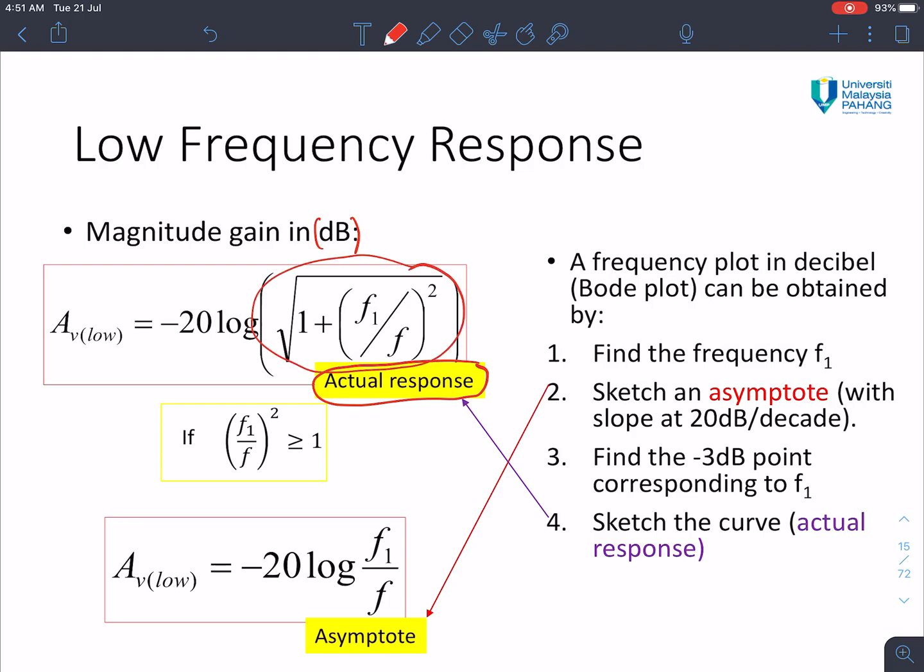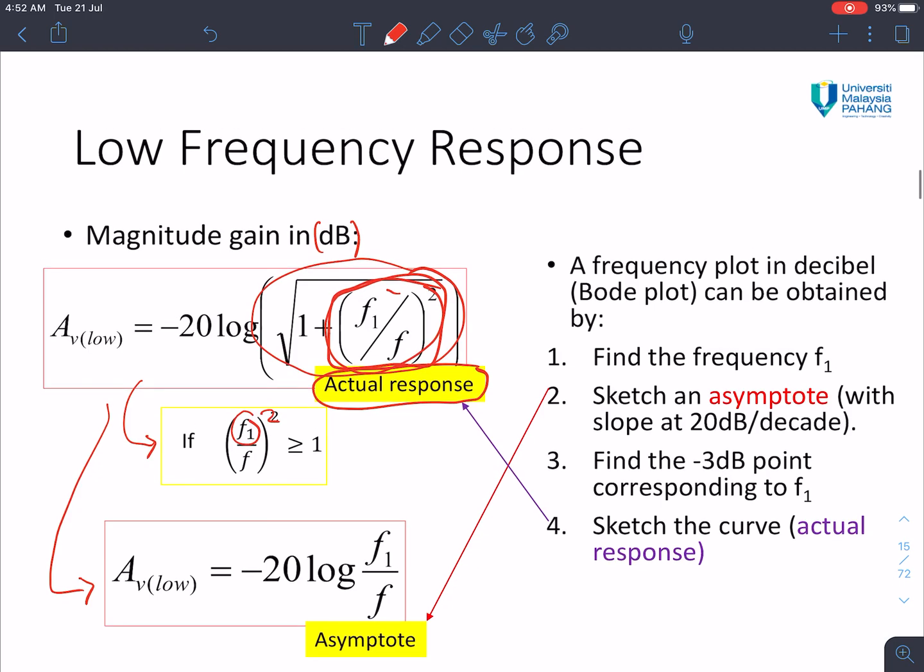Then for this equation, if the cut-off frequency over the frequency, squared, is greater than 1, which is this one, if this ratio is greater than 1, the equation becomes like this. So it is simplified to this one. This is the simplified formula from the first one. So we will get the asymptote here.